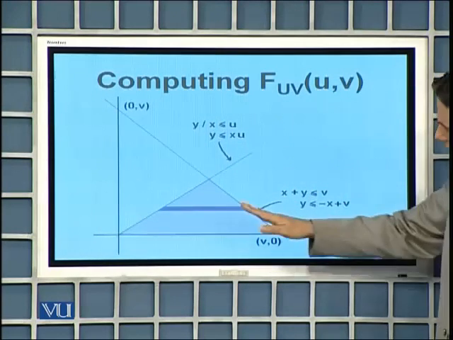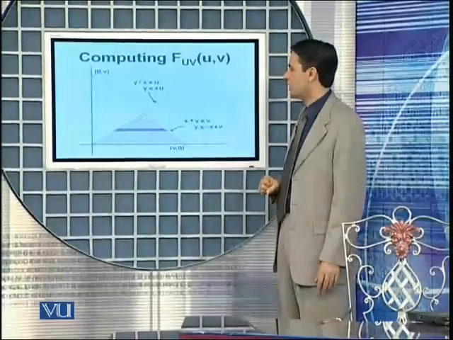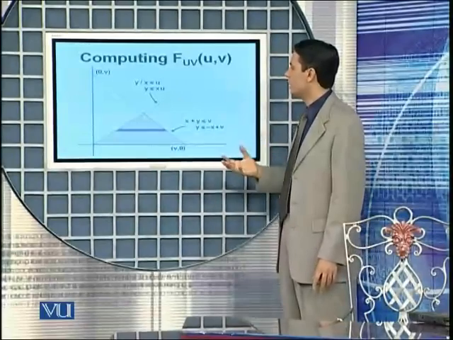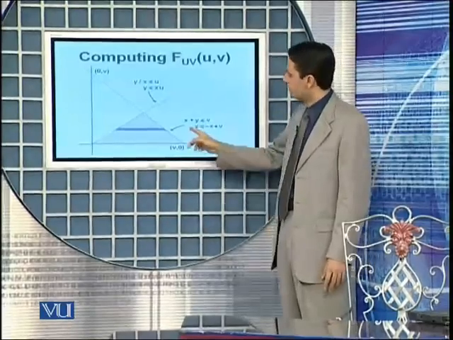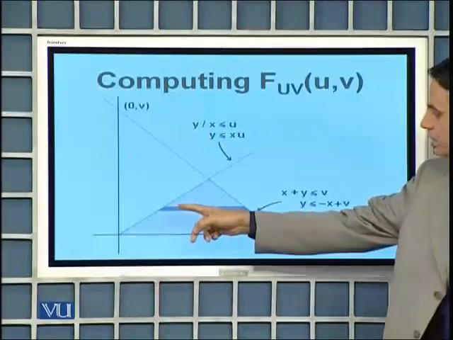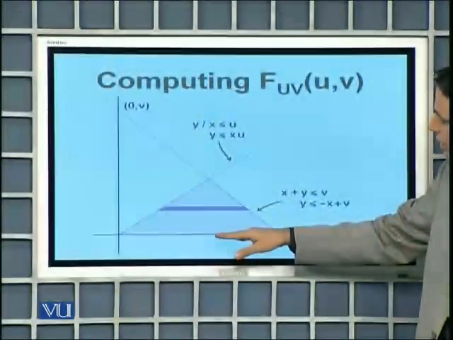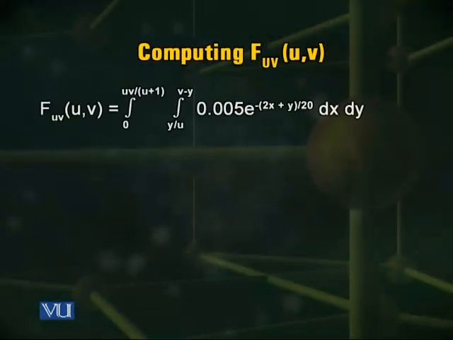So as you can see, this region is the region which will be used in the integration of the joint PDF of x and y to get the CDF of u and v for a certain value of u and a certain value of v. And this double integration is modeled with horizontal strips. So the inner integral will be along x and the integral along y will be from 0 to this point.